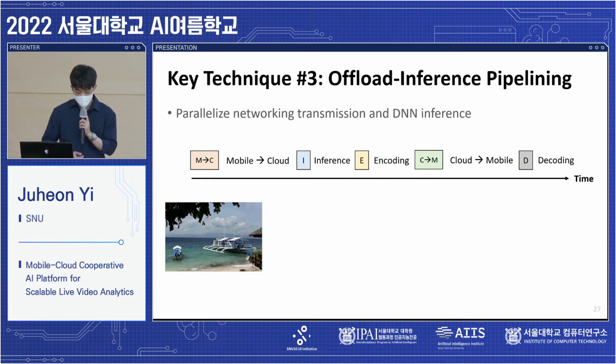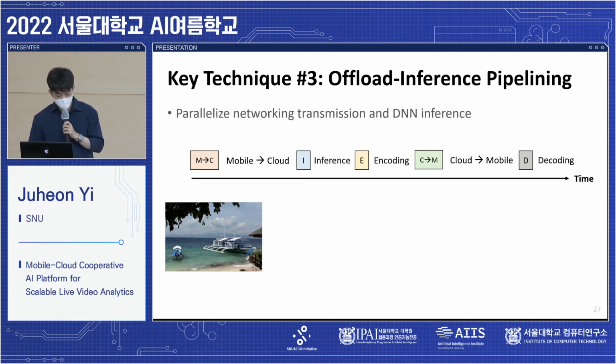And the final technique is called offload inference pipelining, which parallelizes the end-to-end pipeline to minimize latency. The end-to-end cloud offloading process is composed of 5 steps: sending the data to the cloud, running the deep neural network inference, encoding the data to be returned, transmitting the data back to the mobile device, and decoding it. As you can see here, all these steps consume different parts of the resources in the system, for example at the network stage, mobile device side, and the cloud side.